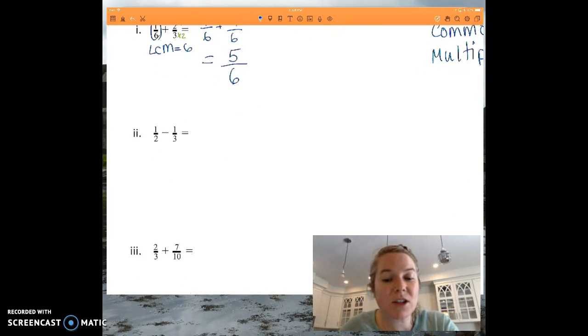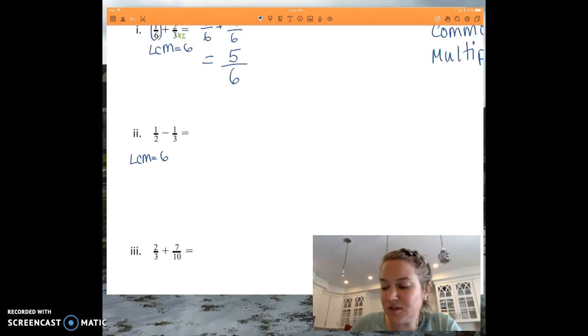This one's a subtraction question, and you'll notice the denominators are 2 and 3. Now, we've already talked about what the lowest common multiple of 2 and 3 is, and that's going to be 6. I'm going to write that over here. My LCM is 6. So I'm going to rewrite this as a fraction over 6 minus a fraction over 6.